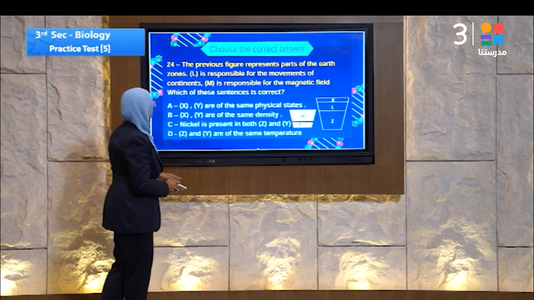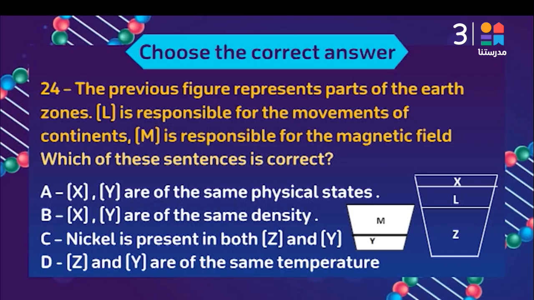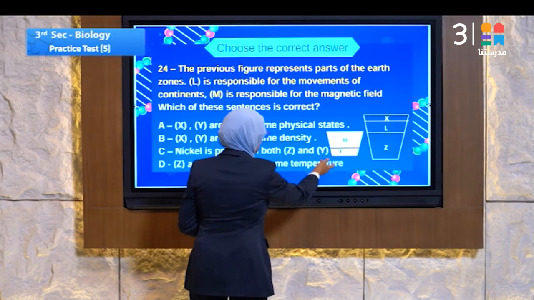Let's go to question number 24. Question number 24 is about earth science. Let's read the question. 24, the previous figure represents part of Earth's zones. Here, L is responsible for the movement of contents. M is responsible for the magnetic field. Which of these sentences is correct? Here we have many zones, Z, L, X, Y, and M.